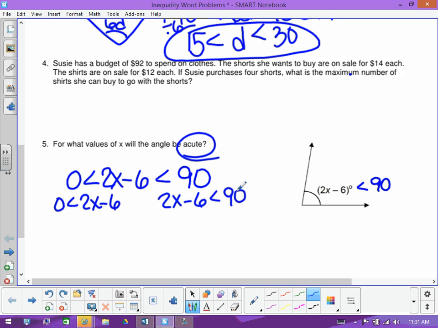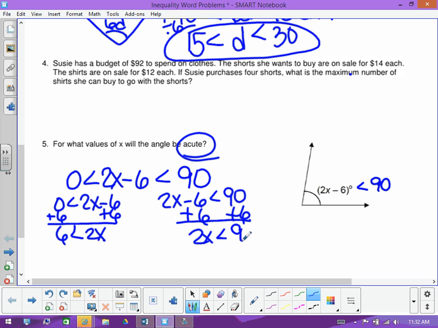So on either one, how do we get rid of the 6? I mean plus. So let's add 6 to both sides. On this one, 2x is greater than 6. I'm going to do the same step on both problems, because we want to get it between. And how do we get rid of the 2? Divide. So here, x is greater than 3. And what is 96 divided by 2? 48.